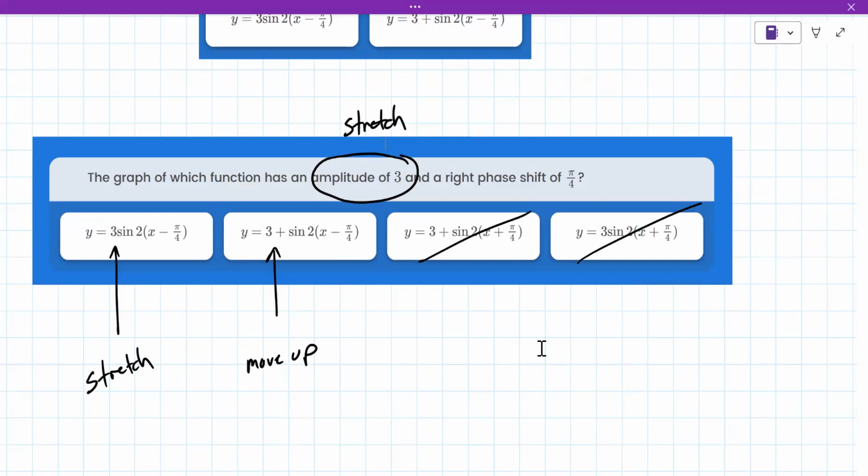It would be the first one. They're both stretches. It's looking for a stretch. That's the stretch. Yes. All right.